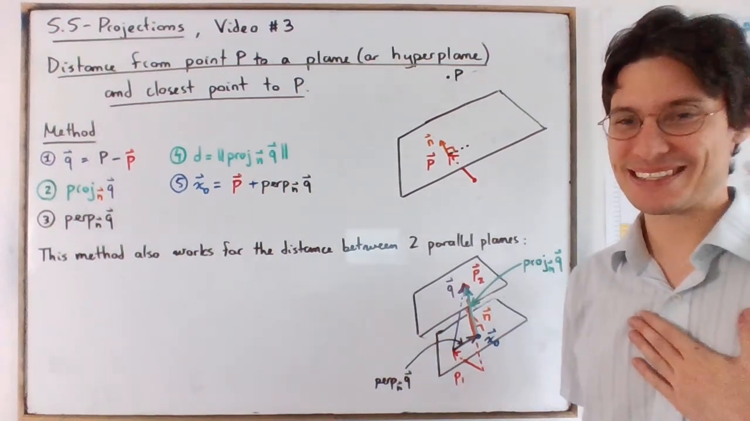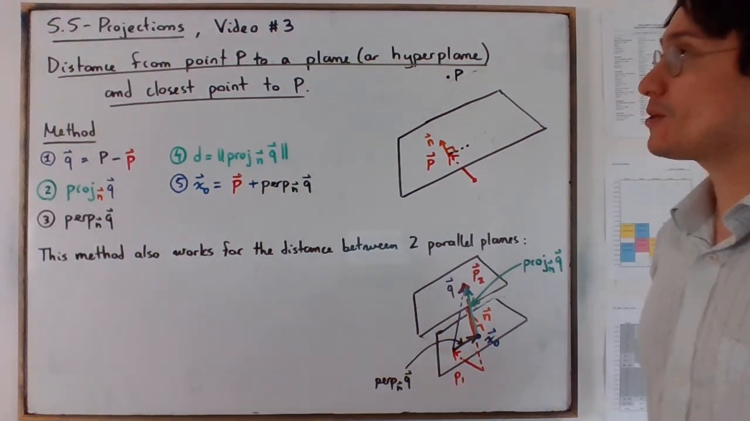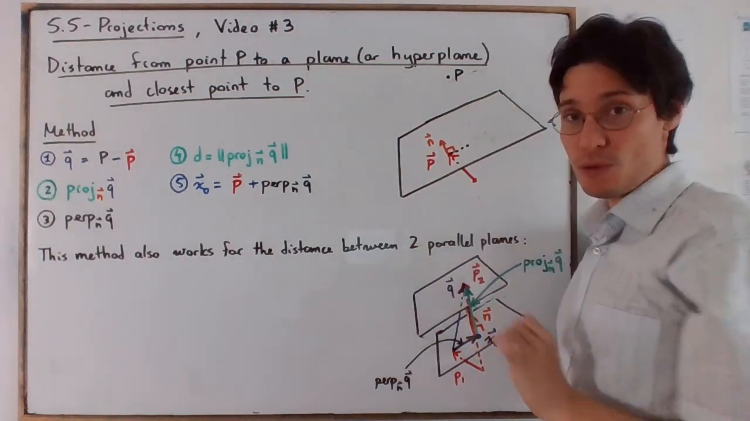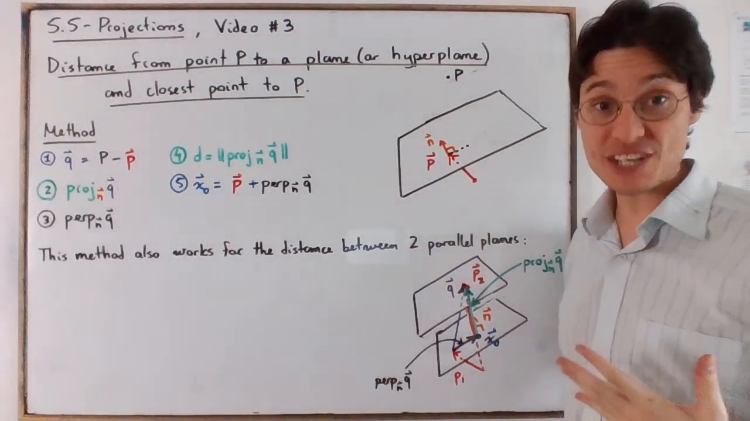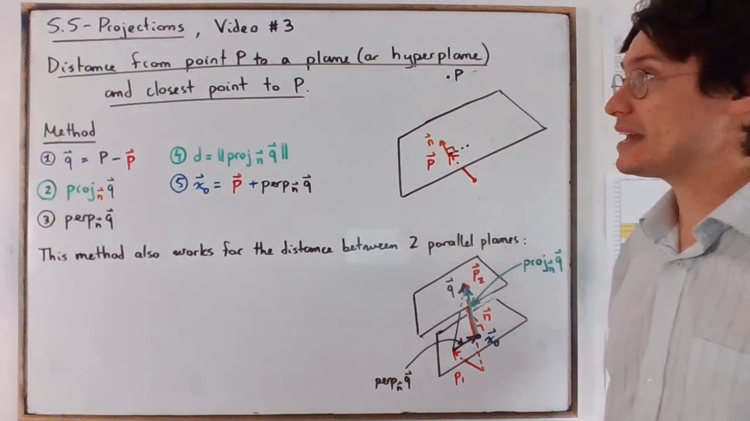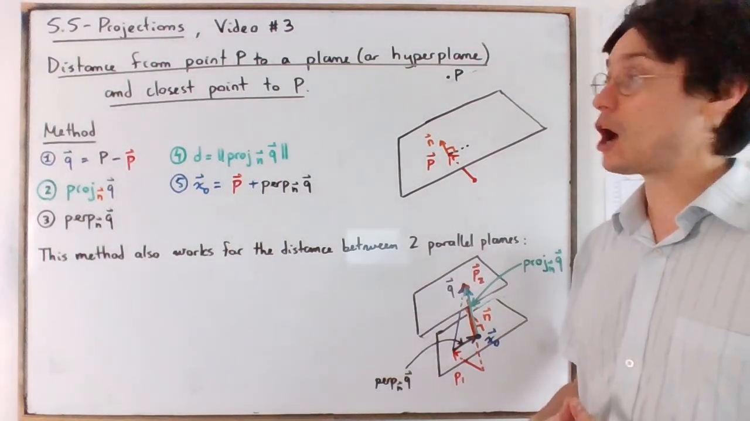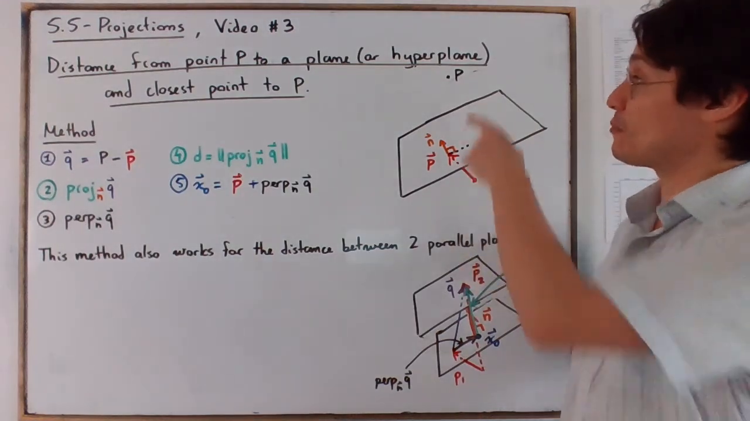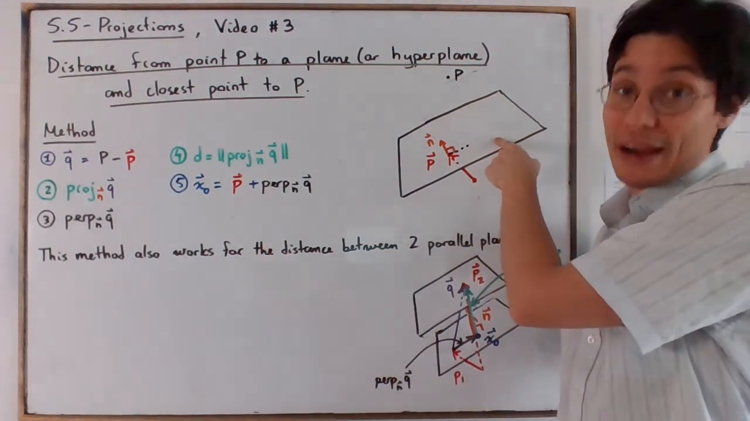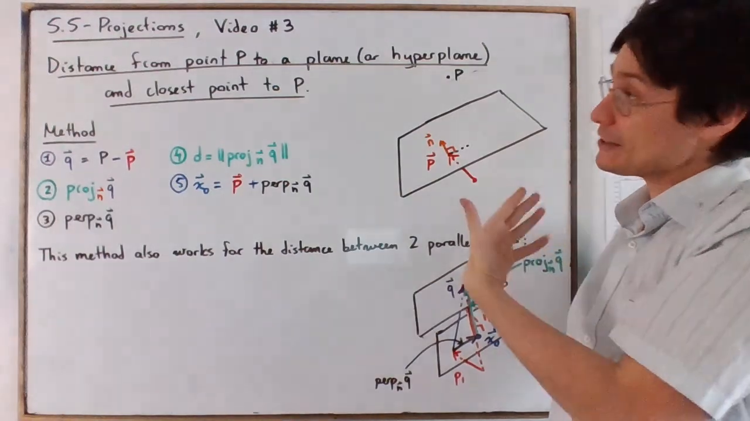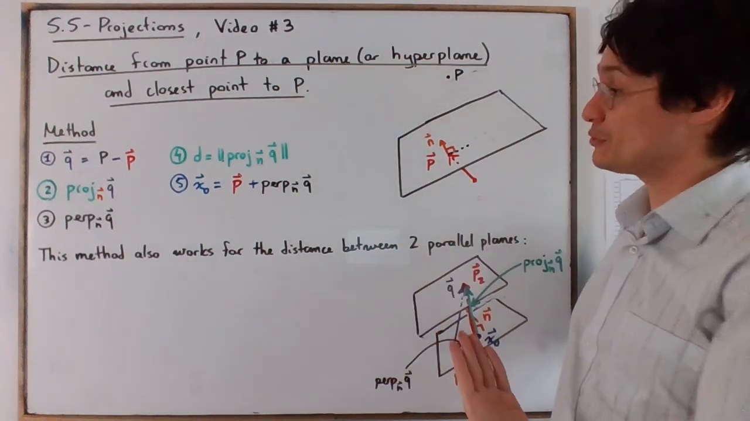Hi, linear algebra students. This is the third video on the projection makeup class. In this video, we're going to see both the setup and an example on how to find the distance from a point P to a plane or a hyperplane, and to also find the closest point to P.